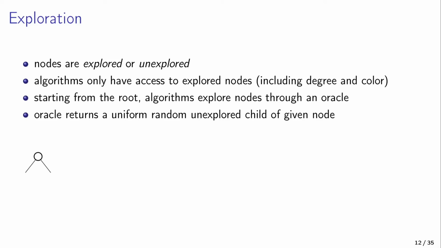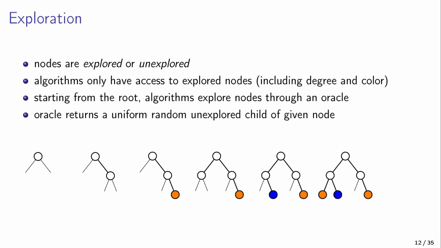In the example, we start by definition with only the root node being explored. But we already know its degree, and if it was a leaf, we would already know its color, but it's an inner node. So the only thing we can do now is handing the root to the oracle, which picks uniformly at random a child of the root, in this case the right one, which is now explored. So let's now keep exploring on this right side, and indeed the oracle now reveals an orange leaf. So let's now explore the left part of the tree, which first reveals an inner node, then a blue leaf, then an orange leaf. And so in fact, we are now done exploring this tree.